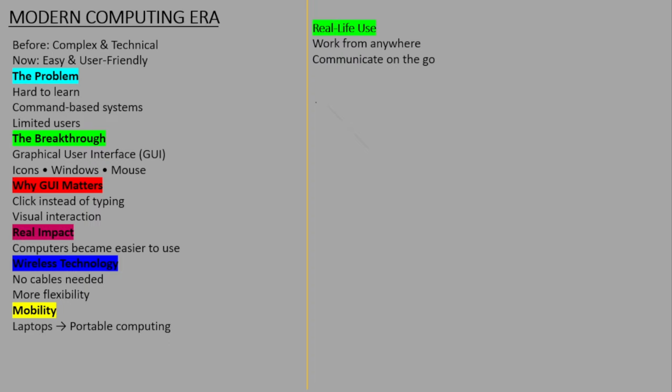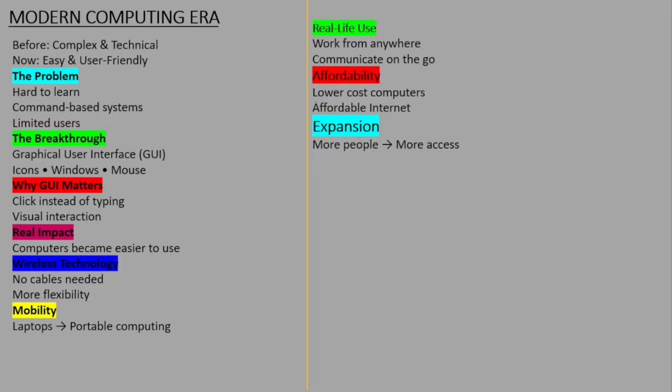Another big shift was cost, right? Computers and internet access became much more affordable. And because of that, technology spread to a much wider group of people. No longer just big companies or experts. Now, everyday people could use computers, right?